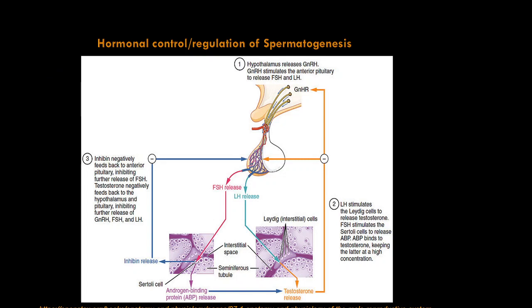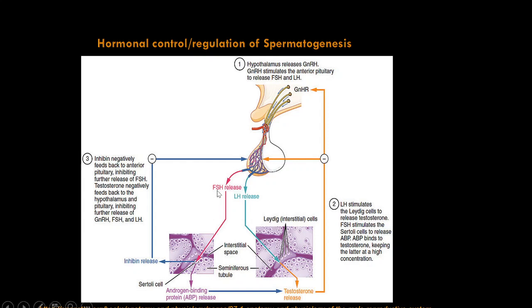Now next we come to the hormonal control or regulation of spermatogenesis. The first step is the hypothalamus releases the gonadotropic releasing hormone. This gonadotropic releasing hormone stimulates the anterior pituitary, which then secretes FSH and LH. FSH is follicle stimulating hormone and LH is luteinizing hormone or ICSH, which is the interstitial cell stimulating hormone.